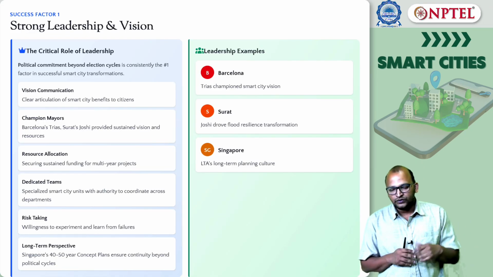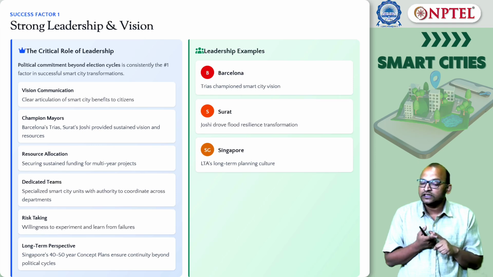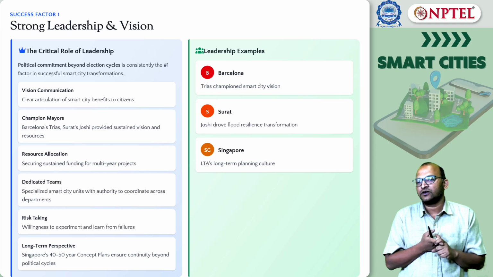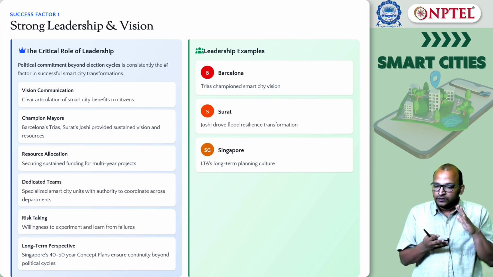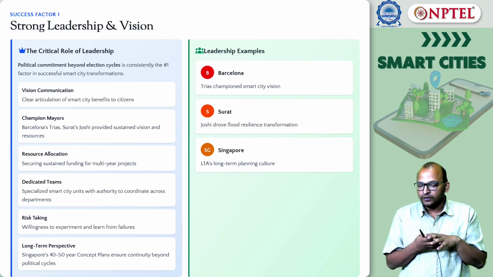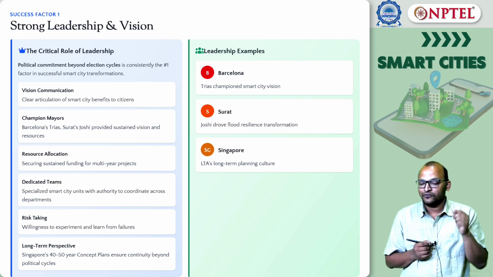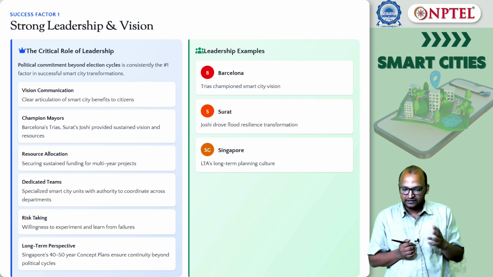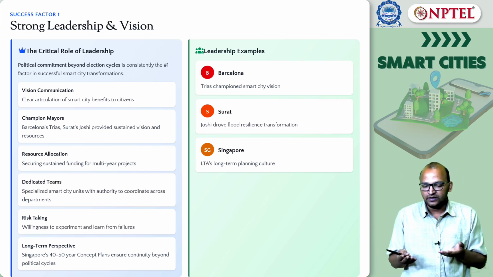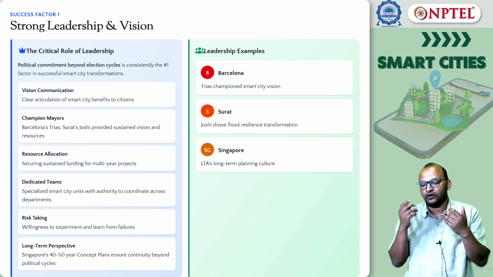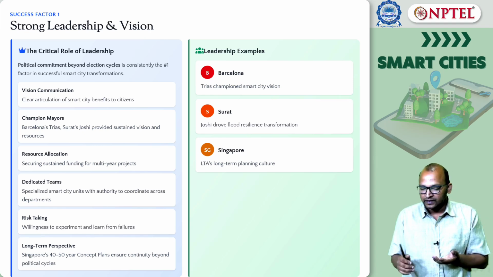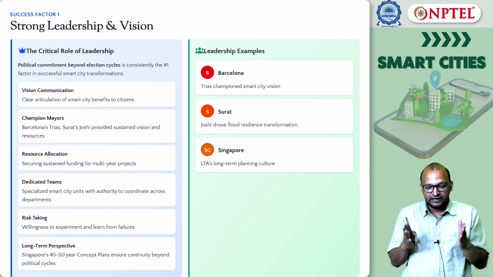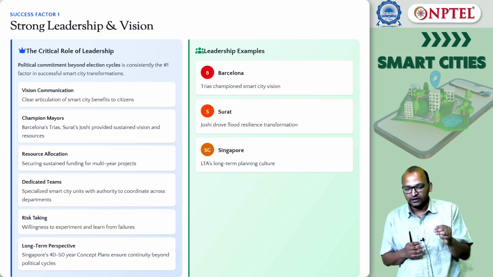If we see the success factors, the first success factor we got is that strong leadership and vision is essential for successful implementation of a smart city. Political commitment beyond election cycles is consistently the number 1 factor in successful smart city transformation. This includes vision communication, whatever is being articulated or conveyed to the people should be very clear. There should be good leadership and proper resource allocation.